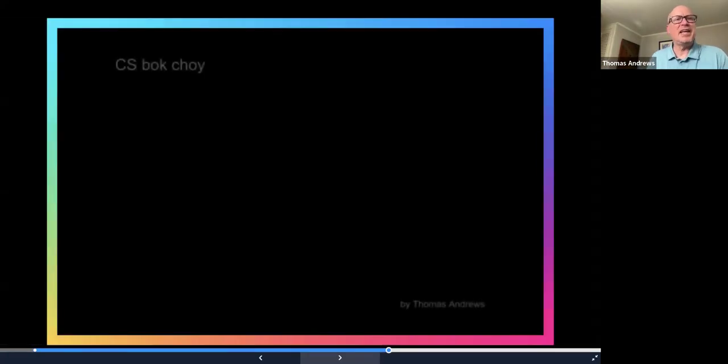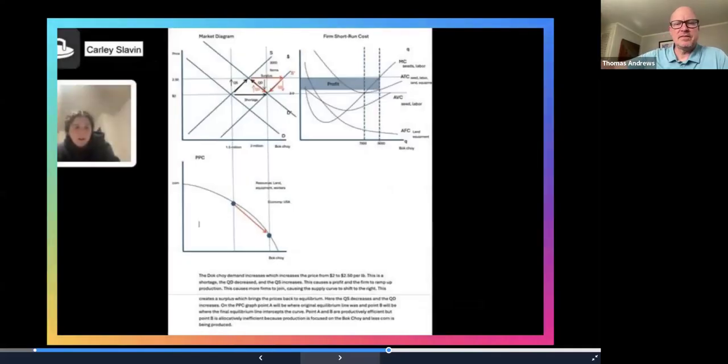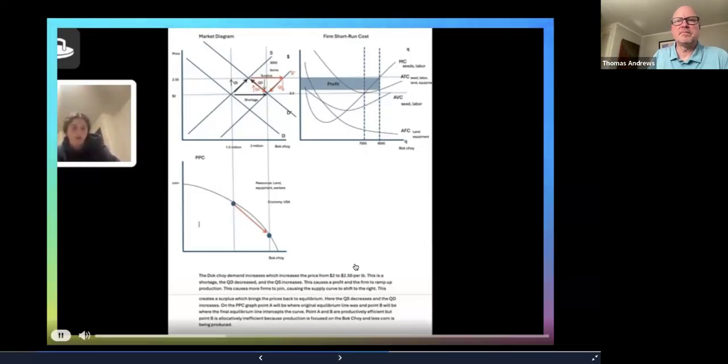by Carly, forget her last name, S. So this is what she did. Carly Slavin, there it is. So here are my diagrams. So first I have the market diagram. The price is $2. The amount produced is 1.5 million pounds, and the amount of producers is 3,000. And then on the short run cost diagram, the MC is seed and labor, the ATC is seed, labor, land and equipment, the AVC is seed and labor, and the AFC is land and equipment. And on both of these graphs, the good is bok choy.